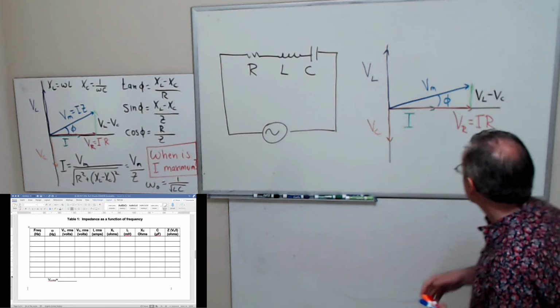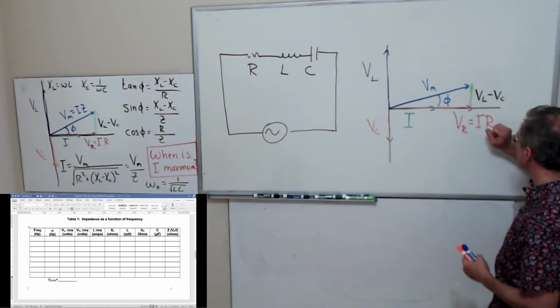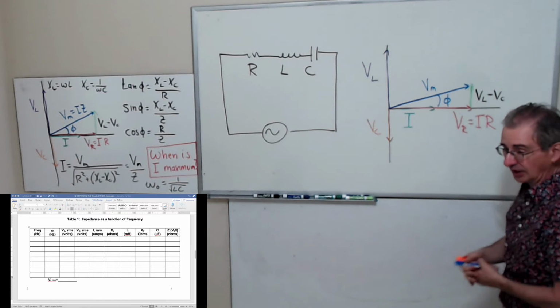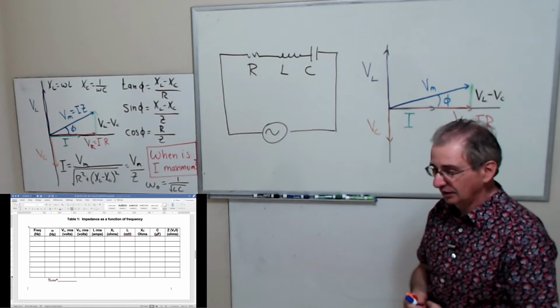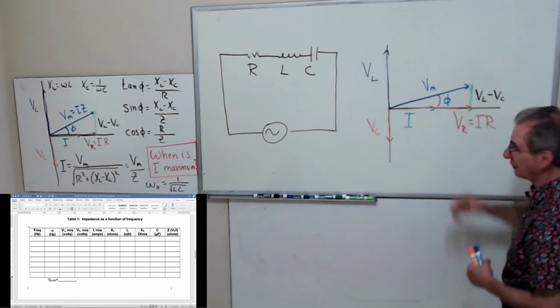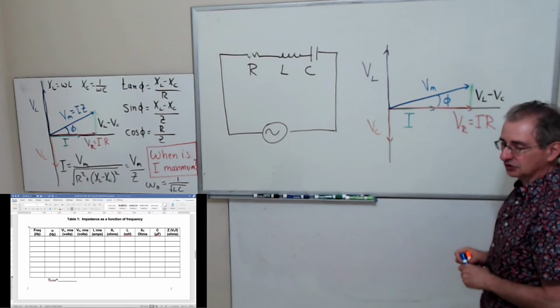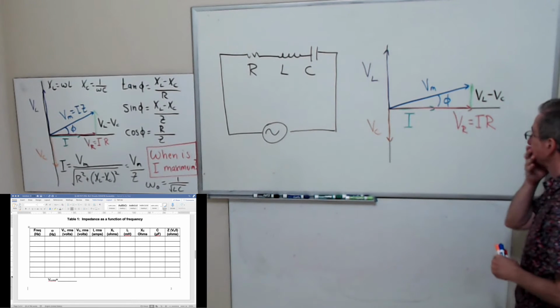I have a scope where I can observe the voltage across the resistor and the voltage from the power supply at the same time. You can't do that, so you can't see the difference in phase. Okay, so I'll do that in a minute.